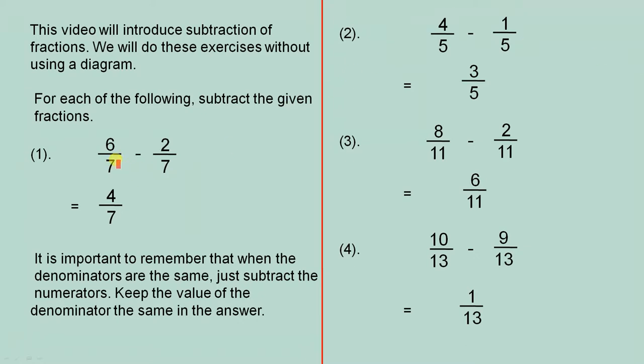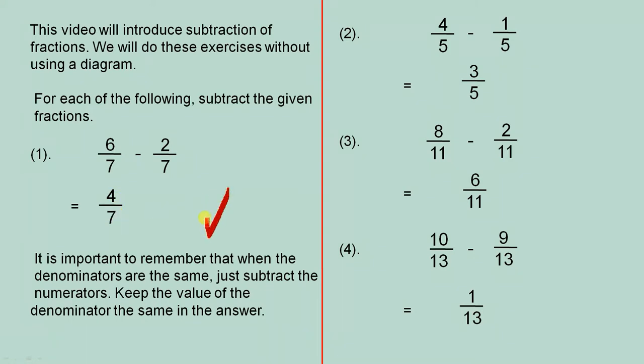So 6 over 7, take away 2 over 7. Now exactly like the previous video, when the two denominators are the same, this time we subtract the numerators because that's a minus or takeaway or a subtraction sign. So instead of addition, we just do subtraction. 6 take away 2 gives us 4, so that's 4 over 7.